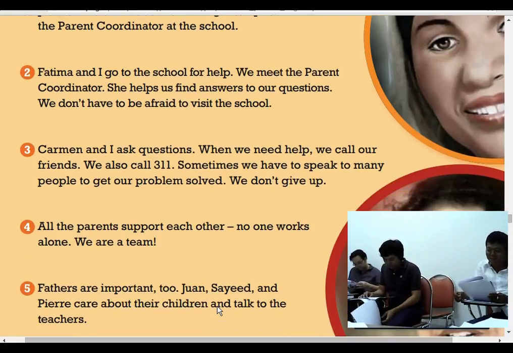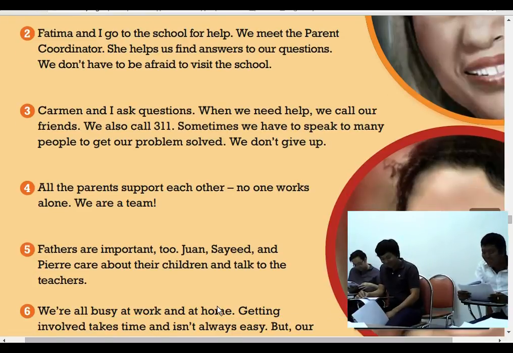Number four, please. All the time support each other. No one works alone. We are a team. Yes, not team, the team. Three musketeers. Number five. Three musketeers. Brother and brother are important too. Sahi and Pierre care about their children and talk to the teachers.